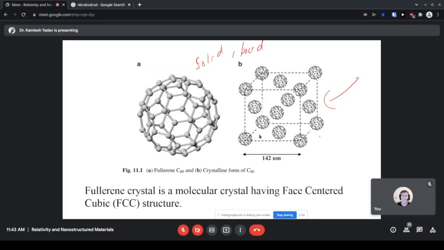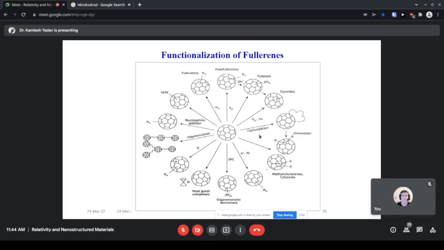This is an FCC structure, and the edge length is 1.42 nanometer. We can even obtain the crystalline form of fullerene. And it is very reactive. You can do halogen addition reactions and obtain many derivatives of fullerene, and the properties of these derivatives will be drastically different. It means from one single fullerene we can make many other derivatives, and these derivatives will be useful in many other applications.